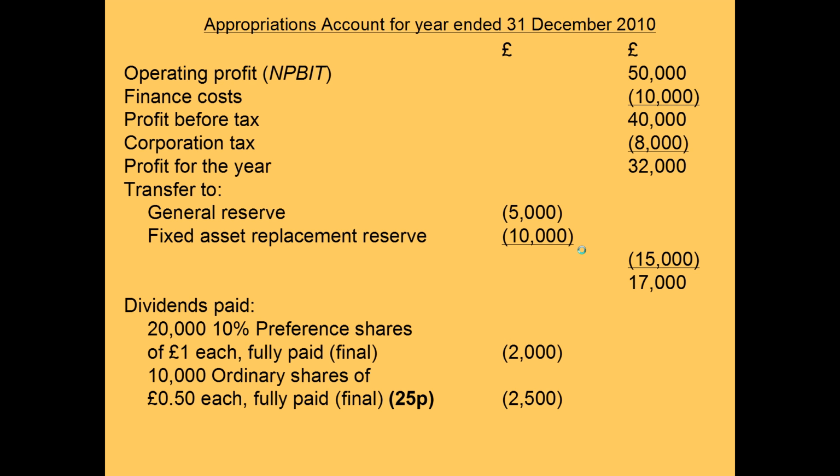So 25 pence is a quarter of £1. A quarter of 10,000 is 2,500. So it's £2,500. Total dividend 4,500. Take that away. The last value is the unappropriated profit carried forward. So where does that 12,500 go? You'd add it, because it's the balance left, profit left, into the retained earnings.